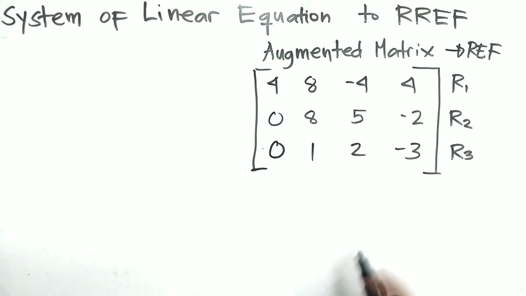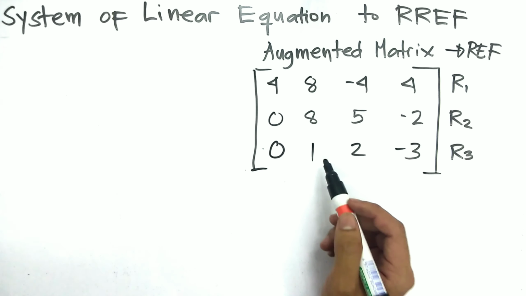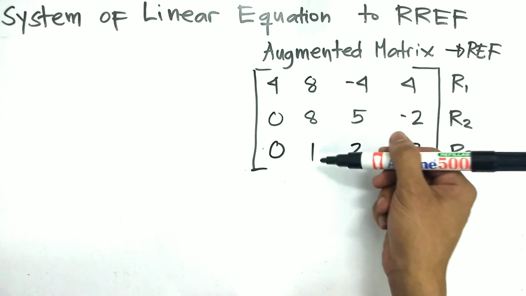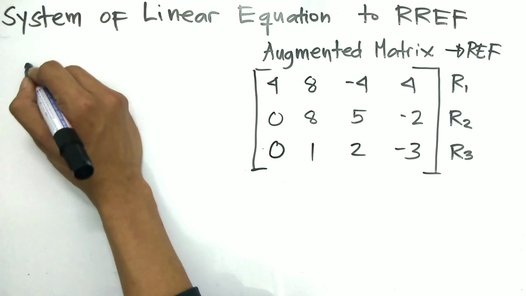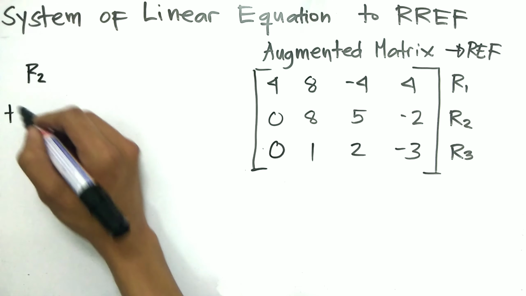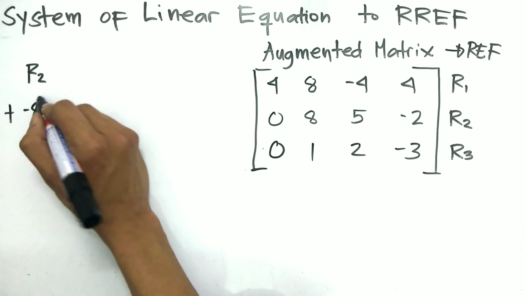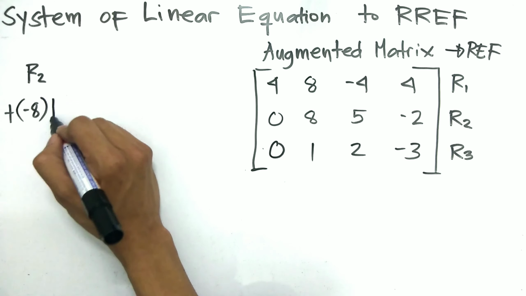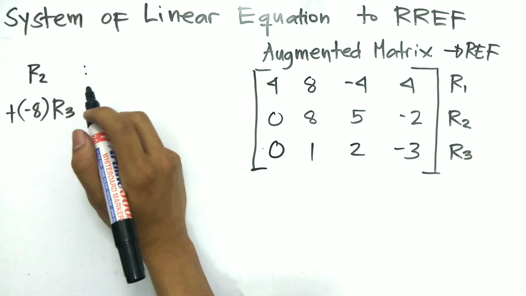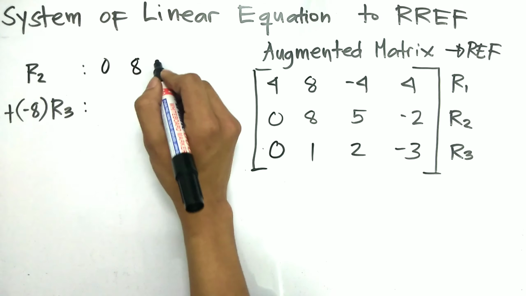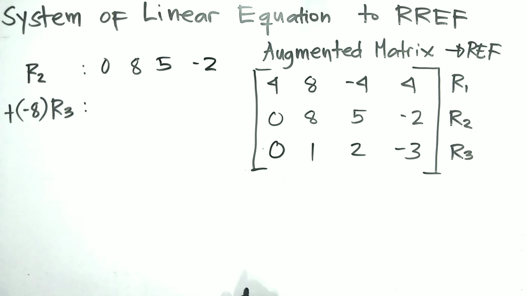This is 1, 2, and negative 3. Okay, so for us to eliminate one of the values here, either of these two rows, we will perform operations between row 2 and row 3. So to do that, let's copy row 2 and add negative 8 times row 3. This would be row 2 is 0, 8, positive 5, and negative 2.